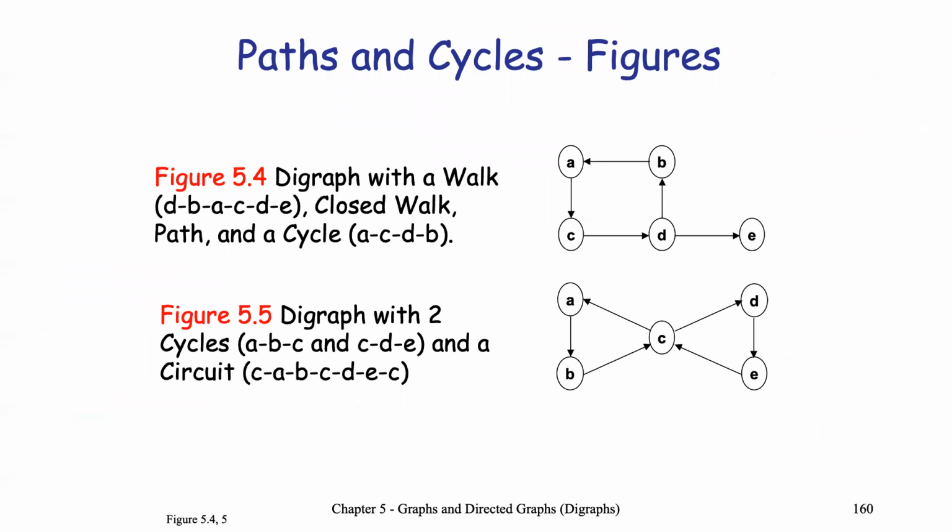So here are just some examples. We have a digraph with a walk on the top one, and this is from the textbook, figure 5.4, and on the bottom, figure 5.5 is a diagram with two cycles and a circuit. So we see how this is some interesting and complex connectedness, still with relatively simple diagrams that we're seeing laid out.